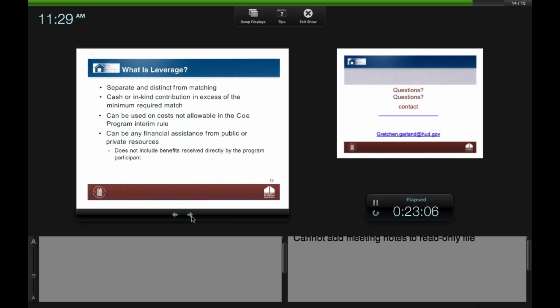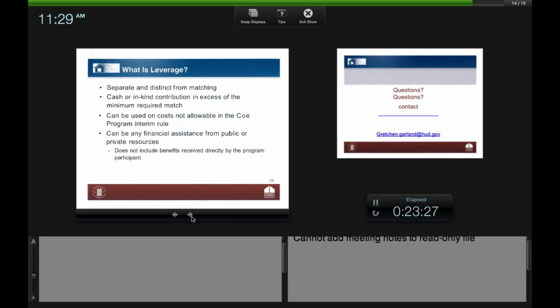However, HUD does not monitor, nor does it audit, nor does it review leverage. So all of the previous discussion points are concerning match, but do not apply to leverage. So what is leverage? Leverage is separate and distinct from match.